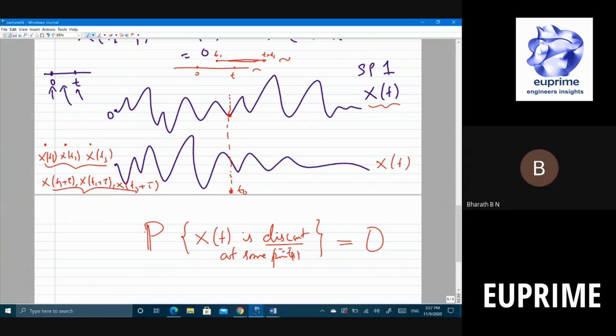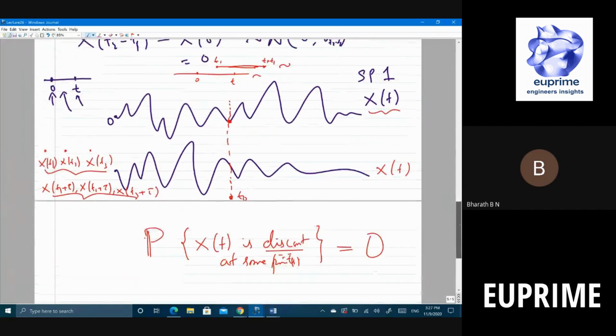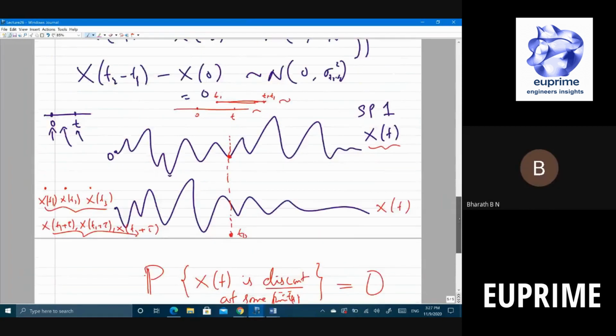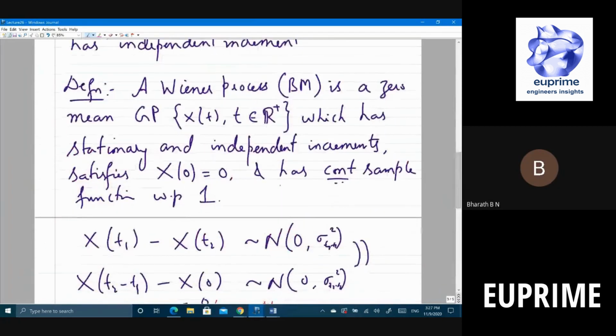This is kind of weird, but you know, this is a technical condition that you need. Sir, this is for which X(t)? I mean, is this for Brownian motion or in general? Yes, so that's the definition, right? Has continuous sample function. For Sumit, it's essentially almost everywhere continuous. Okay, is that fine, Sumit? Yes, sir. This process X(t) is almost everywhere continuous.